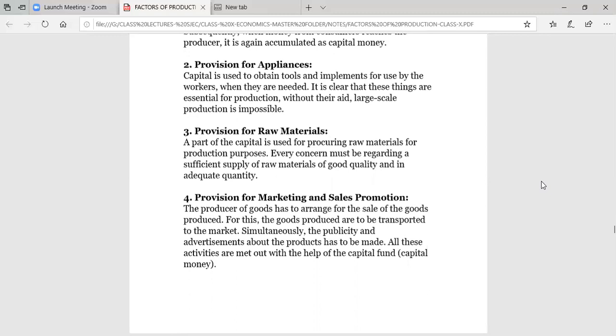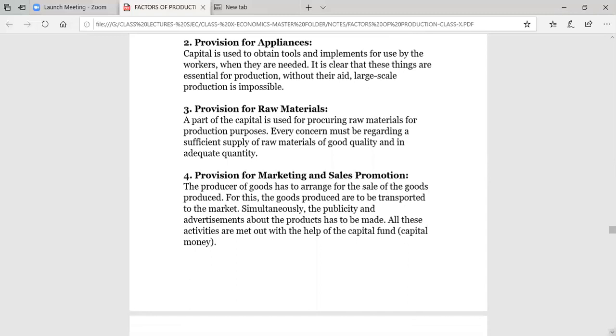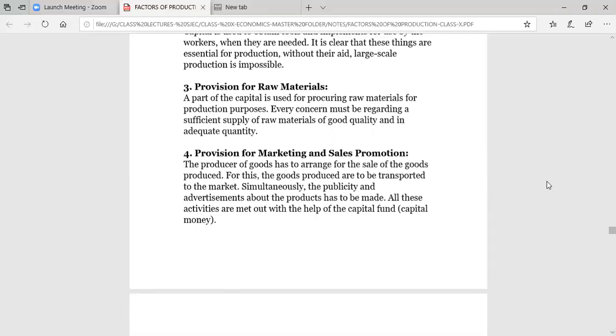It's a provision for raw material. For any finished goods production, you require raw material. Without raw material, you cannot produce anything. So how are you going to buy that raw material? You are going to buy that raw material from your capital. That means capital is the source by which we are procuring raw material which is required for production.